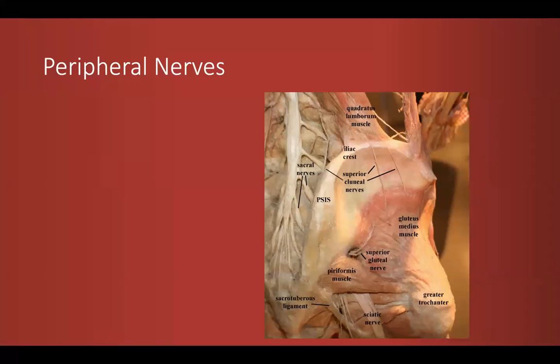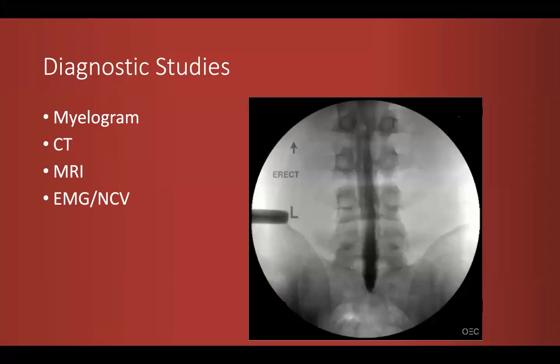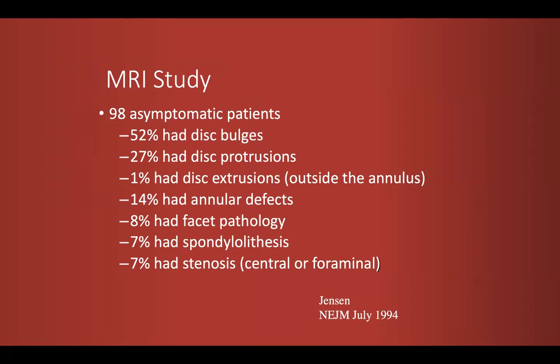And then we have peripheral nerves that can be causing pain. So we can see a wide variety of nerves that are in just the pelvic region that might be entrapped and causing pain. So we've got some diagnostic studies. We have myelograms. We have CTs, MRIs, EMGs, and nerve conduction studies. But unfortunately, MRIs don't show pain.